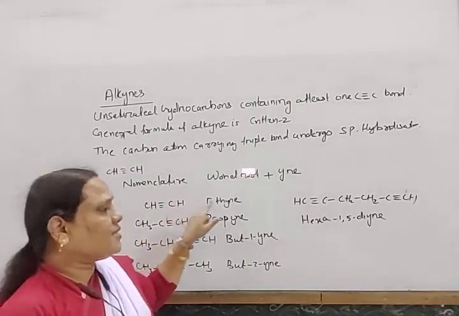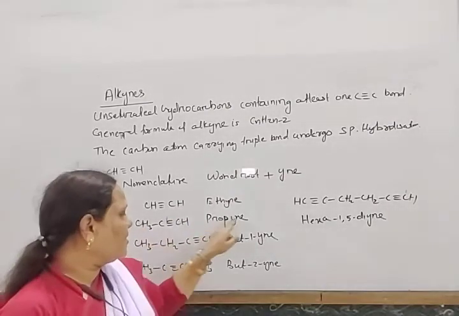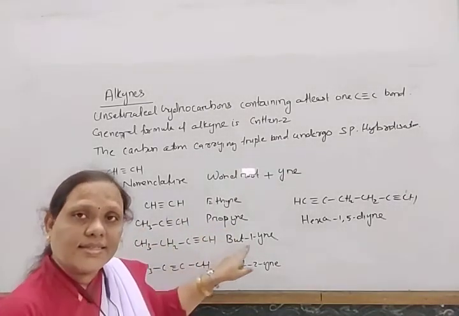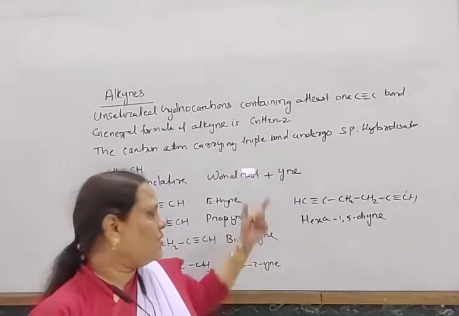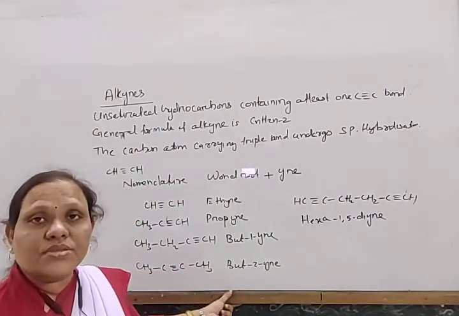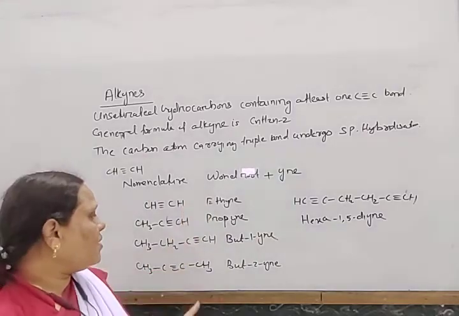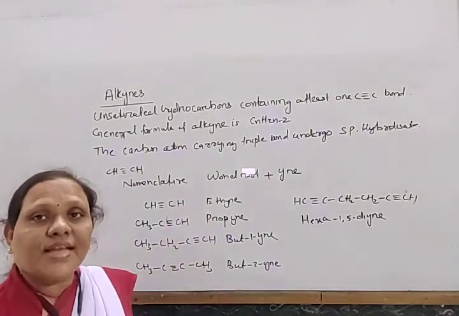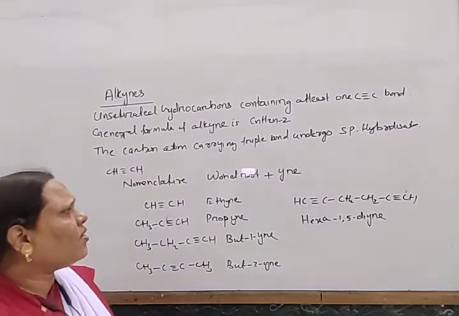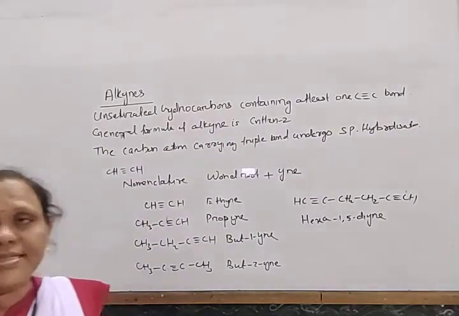According to the common name, these are the derivatives of acetylene. We can say this is acetylene, this is methyl acetylene, this is ethyl acetylene, this is dimethyl acetylene. So in this you have to name the compounds. The simple alkynes are also known as derivatives of acetylene. In this, all are known as acetylenes.